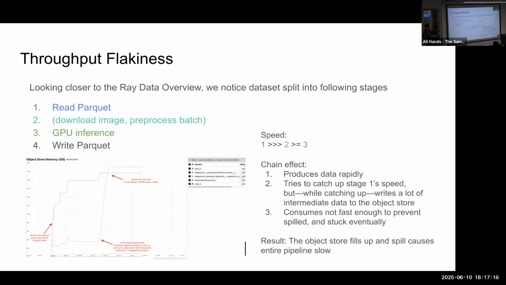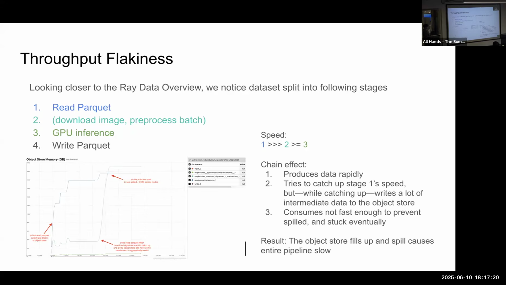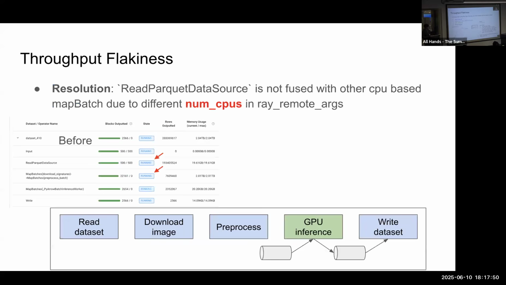others? So in this scenario, there's actually a chain effect that can happen. Imagine the first stage, the read parquet, generates too much data. The second one, image download and preprocessing, will try to catch up. And while it's catching up, the GPU inference part cannot catch up fast enough. So it will lead to the entire object store spilling again and again. So how do we solve that?